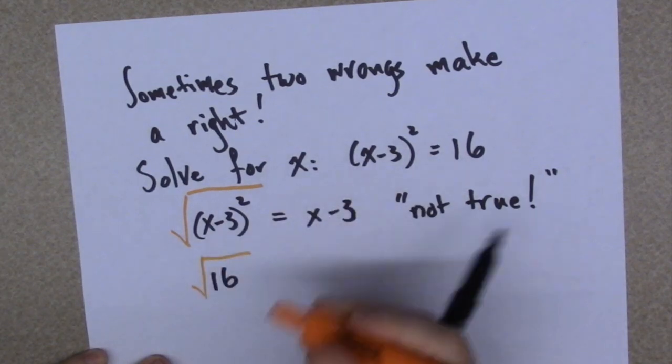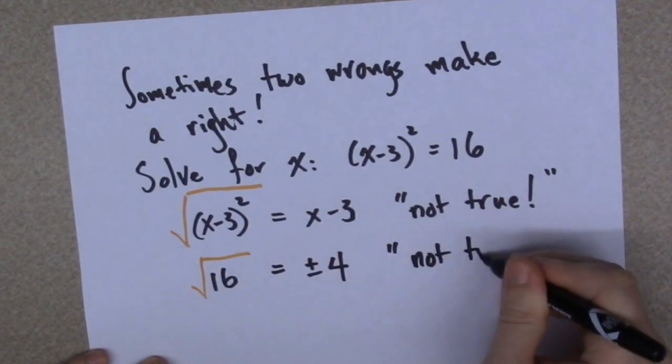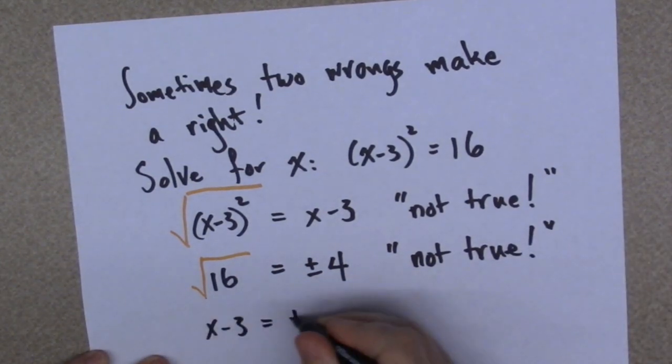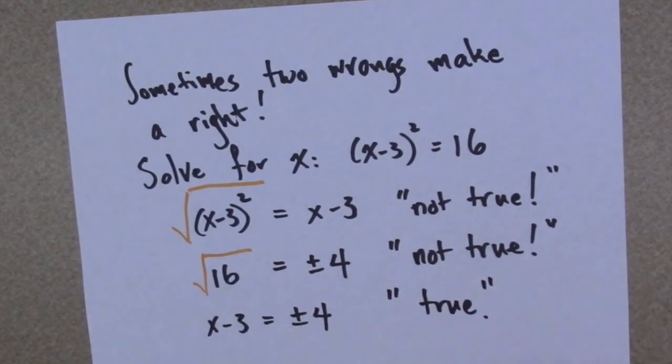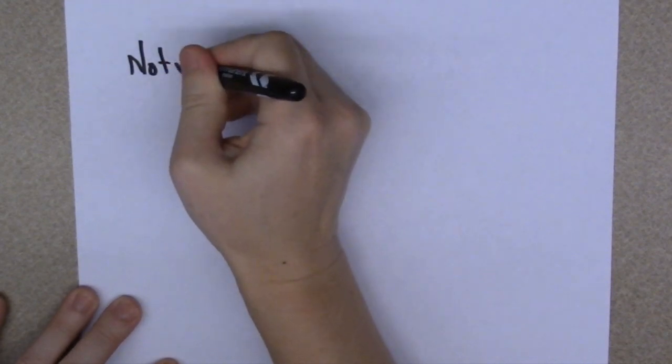A lot of people will also convince themselves that the square root of 16 is plus or minus 4. That's also not true, since there's a reason why the square root function is called a function. But if you put these two pieces together, you get an equation which actually is true. In fact, the square root of x squared is not x.